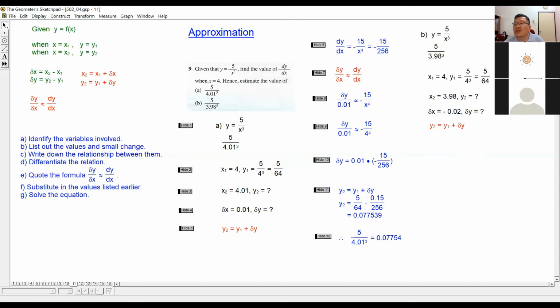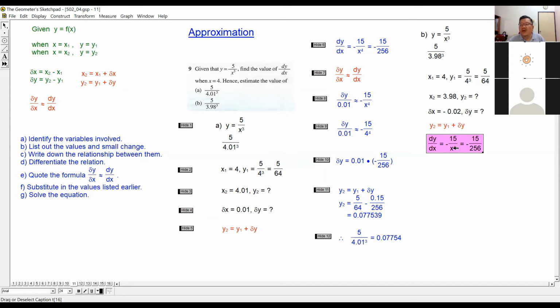So what is the next step? Yes, next step is to find the dy dx, because we are going to equate the dy dx with delta y over delta x. So find dy dx. So from here, y equals 5 over x cubed, you differentiate and you get this is actually negative 3. You bring down the negative 3, become negative 15. Then the negative 3 becomes negative 4. So that's how you get your dy dx.